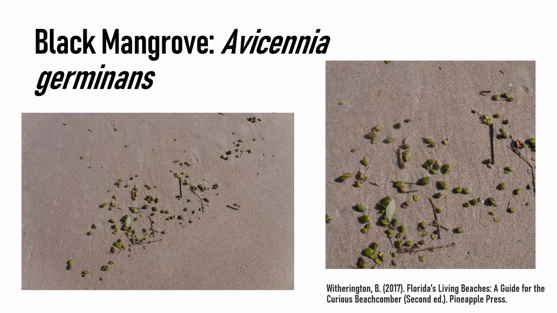Next, I have the propagules of a black mangrove, or Avicennia germinans. After falling from the tree, mangrove propagules have an obligate period in which they must remain in the water before germinating. The black mangrove propagule must remain in water for up to 14 days.